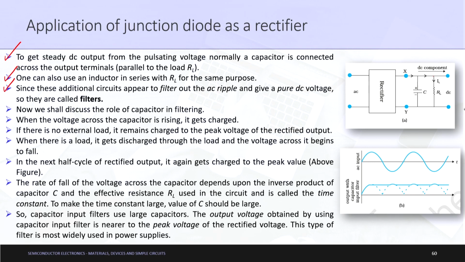Okay. So, since these additional circuits appear to filter out the AC ripple and give a pure DC voltage, they are called filters. Now, we shall discuss the role of the capacitor in filtering. How is this capacitor used so that it can filter, and how is this output obtained here?